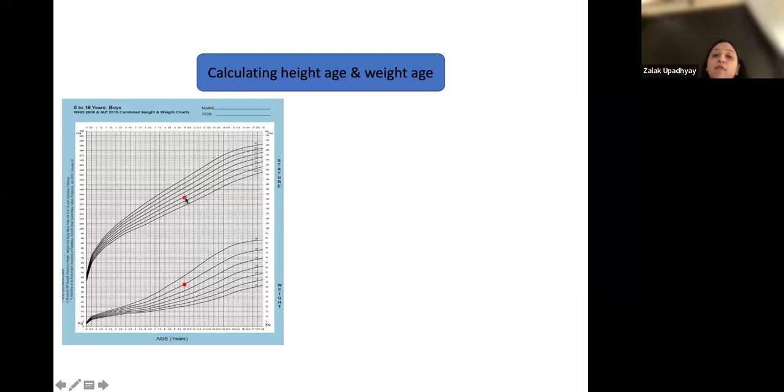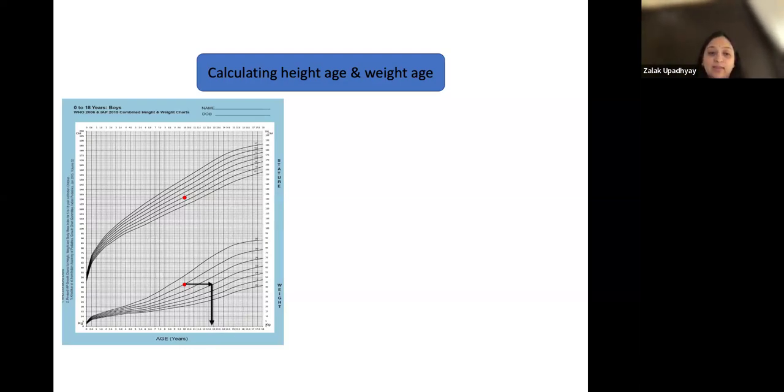Wherever the dot is, you have plotted the current height and weight on the growth chart. From there, you draw a horizontal line till the 50th centile. Wherever it is, front or back, you draw the horizontal line and then you come down perpendicular from there and see whatever age it comes, that is the height age. And for weight, you go to the 50th centile horizontally. Wherever it meets the 50th centile line, you come down, and that is your weight age. So this is how you calculate height age and weight age.